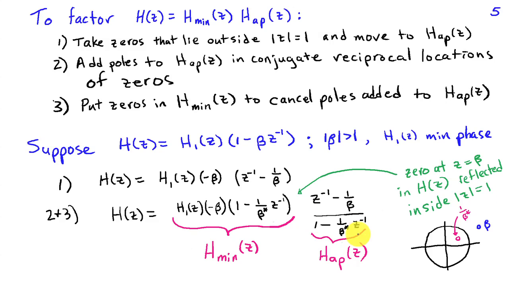Since the all-pass component has unit magnitude response at all frequencies, this operation of moving a zero from outside the unit circle back inside the unit circle as a conjugate reciprocal turns out not to change the magnitude response. So the magnitude response of h min is the same as that of h. Of course, the phase response is different, and that's because the all-pass system is going to contribute some extra phase beyond the minimum phase associated with h min.